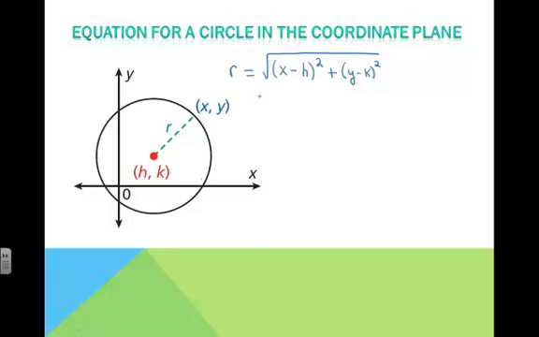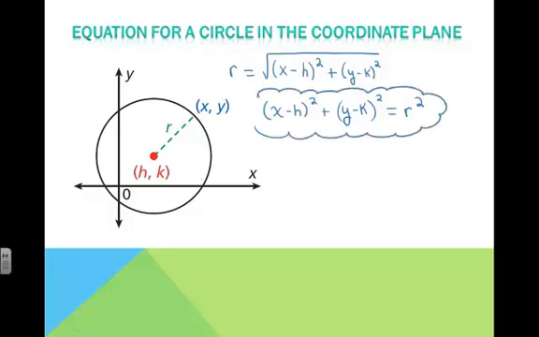And if we square both sides, we get the equation for a circle with center (h, k) would be (x minus h) quantity squared, plus (y minus k) quantity squared, equals r squared. So in any equation that you see like this, it represents a circle where (h, k) is the center of that circle and r is the radius of that circle. So looking at any equation, you can identify the center and the radius quite quickly if it's written in that form.